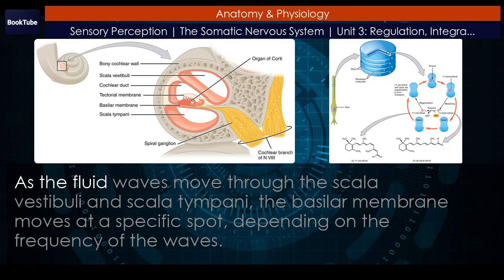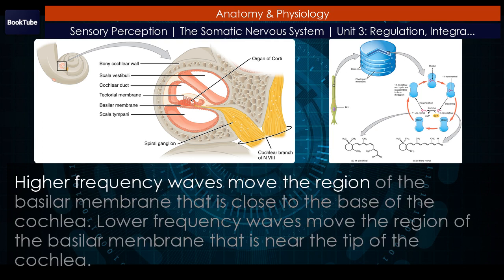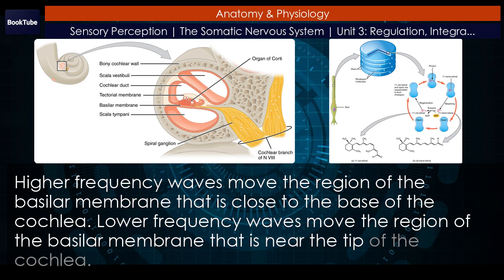As the fluid waves move through the scala vestibuli and scala tympani, the basilar membrane moves at a specific spot, depending on the frequency of the waves. Higher frequency waves move the region of the basilar membrane that is close to the base of the cochlea. Lower frequency waves move the region of the basilar membrane that is near the tip of the cochlea.